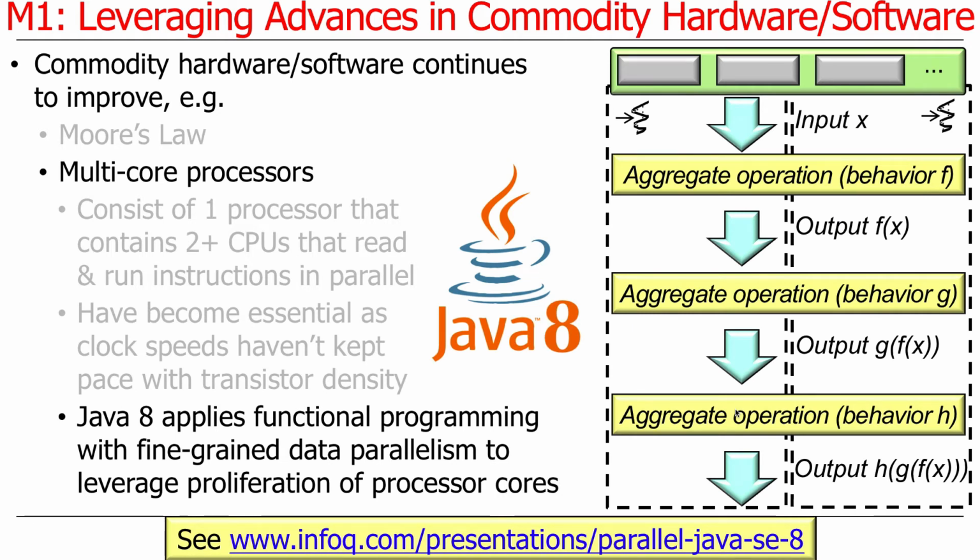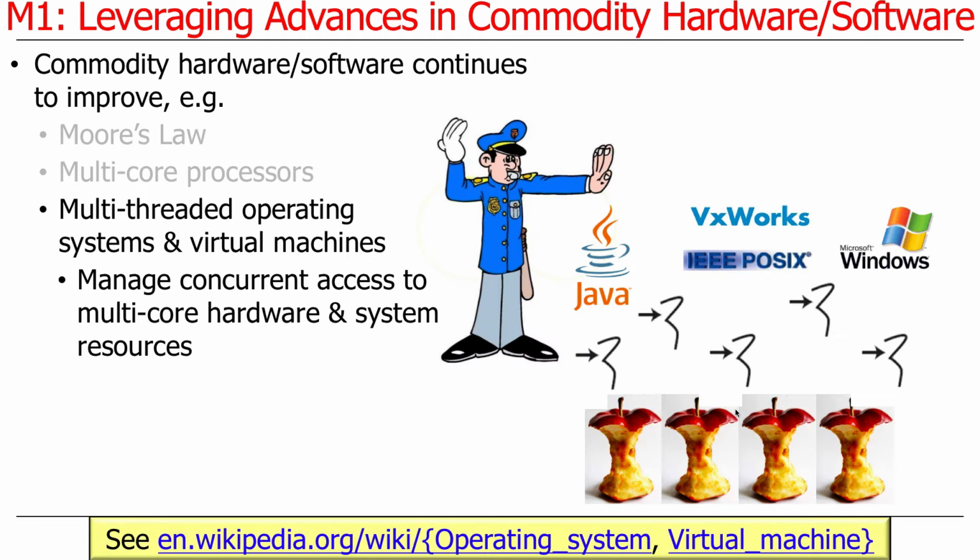Java 8 addresses this movement towards multi-core by the use of functional programming with fine-grained data parallelism in order to leverage the proliferation of the cores. We're not going to talk a lot about that, but it's interesting to see how software technology evolves over time to take advantage of the hardware more effectively. Something else that's been happening, which is now completely ubiquitous and pervasive, is that operating systems and virtual machines are also able to handle multiple cores. That wasn't the case in the early days.